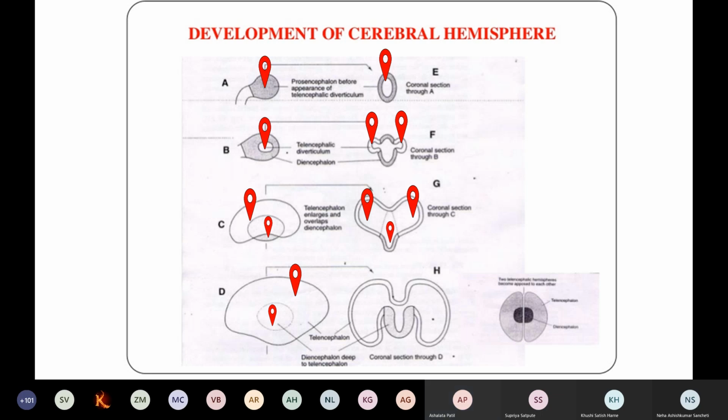This orderly arrangement of the basal plate and alar plate is not seen in the cerebellum or in the cerebrum. It is seen only in the brain stem. Again, the mantle zone comes outwards and will form the cerebral cortex.